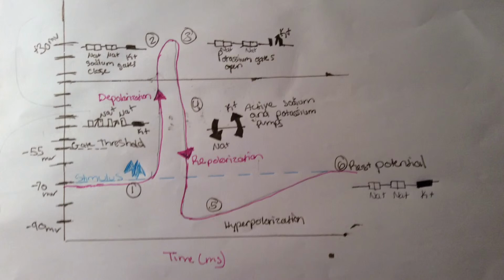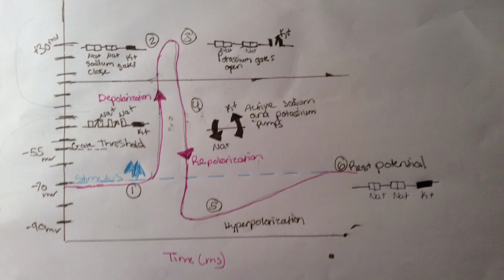Now we make it to the repolarization, or the falling phase, which is when the neuron returns to its resting, relaxed state after it has depolarized from the action potential. The potassium channel gate immediately opens and the sodium channels close. The potassium diffuses out of the neuron, and now the reestablishment of the initial electrical potential at negative 70 millivolts occurs. Now the sodium and potassium pumps are active.